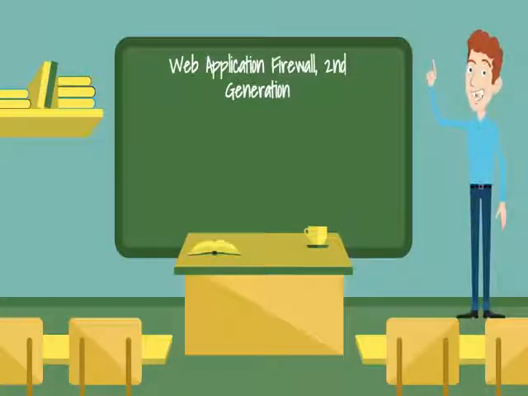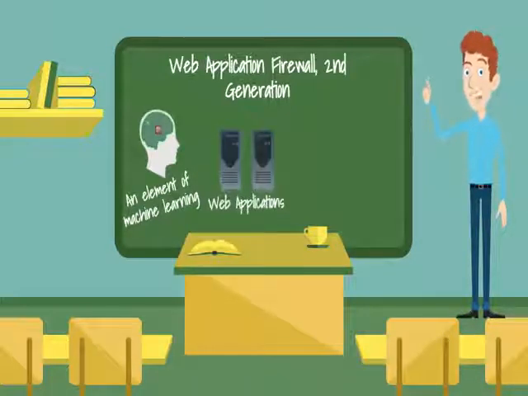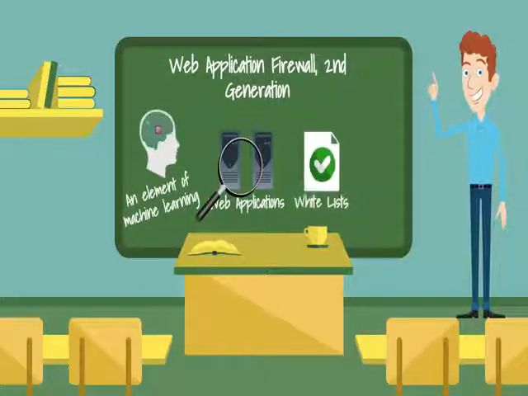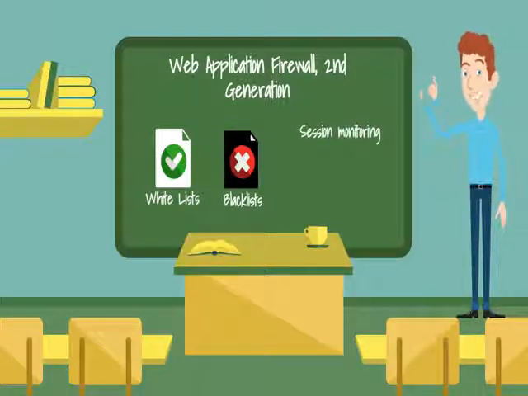In the next generation, web application firewalls became more intelligent. There was an element of learning by the firewall. The WAF could monitor web applications over a period of time and automatically generate whitelists, legitimate web applications, while maintaining blacklists, web applications that proved a danger. It also introduced session monitoring and heuristics, which permitted the firewall to detect variants of known signatures.